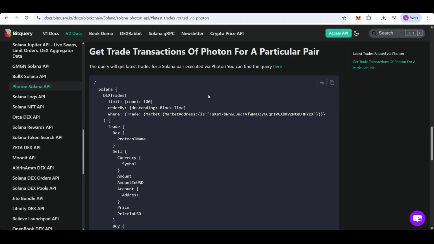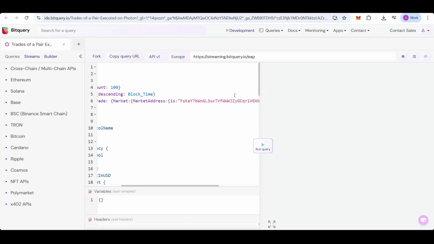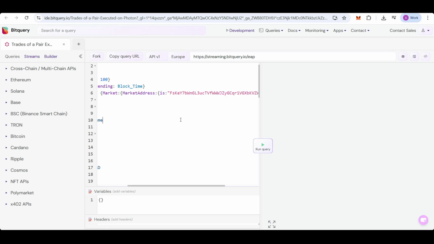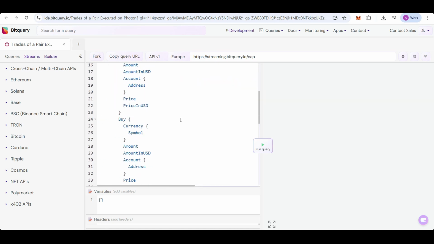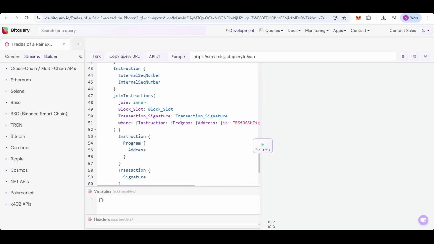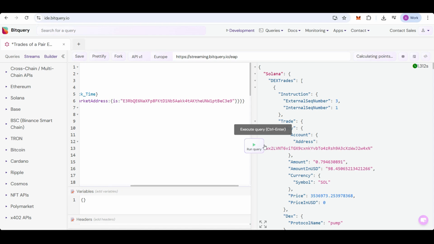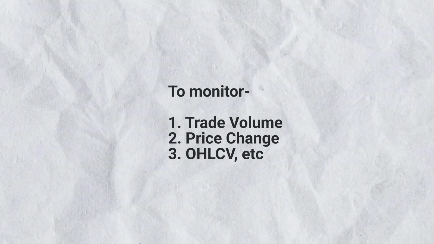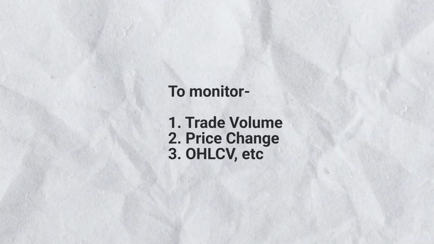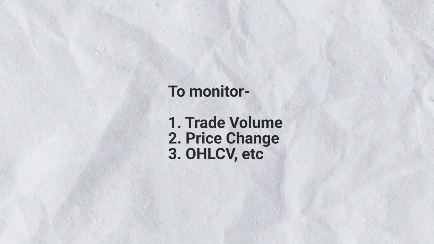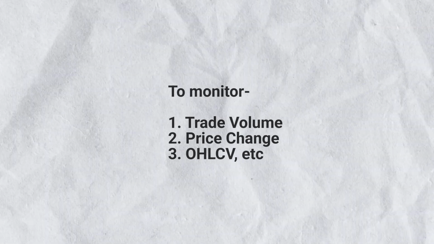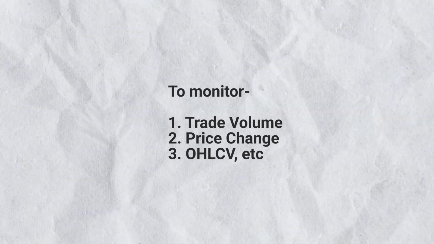Now let's track Photon trades for a specific trading pair. This combines two filters: the trading pair's market address and Photon's program address. Now you're seeing only Photon routed trades for that specific pair. You can also get these token pairs trading volume, price change, OHLCV, etc. using Bitquery APIs.